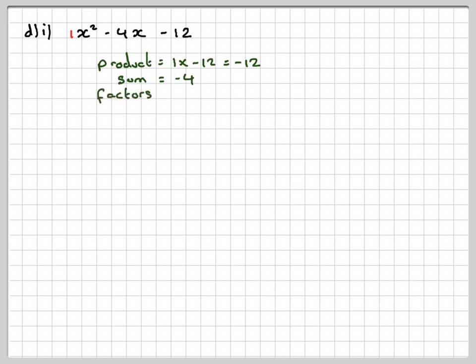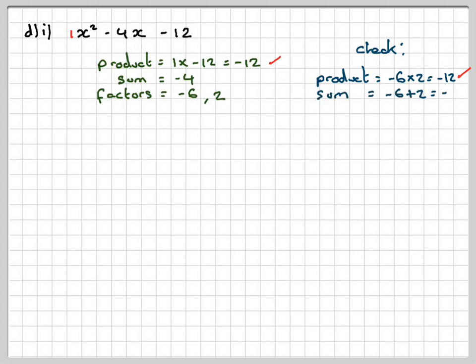These are called the factors, and I'm going to take minus 6 and 2, and I'll do a little check if I wanted to. The product will be minus 6 times 2, which is minus 12. That's okay, that agrees. And then if I add the same two numbers, minus 6 plus 2 gives me minus 4, so that agrees. It has to fulfill both conditions in order to be true.